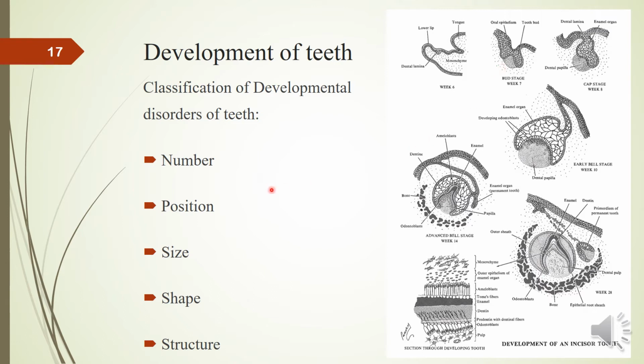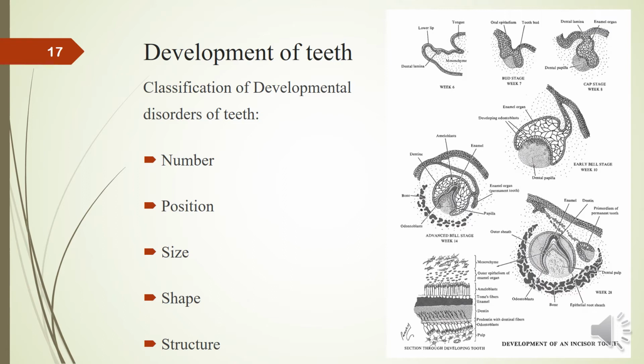So I recommend that you go back to your textbook on oral pathology and try to look at the developmental disturbances of teeth or dental anomalies in terms of number, position, size, shape and structure, and try to correlate them with the developmental stages of teeth, right?